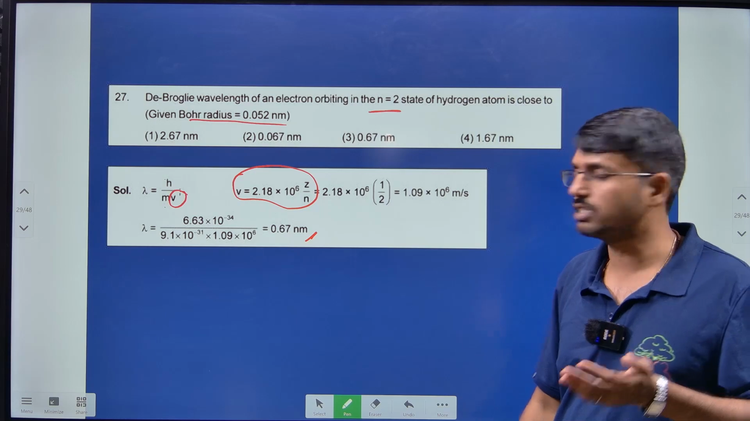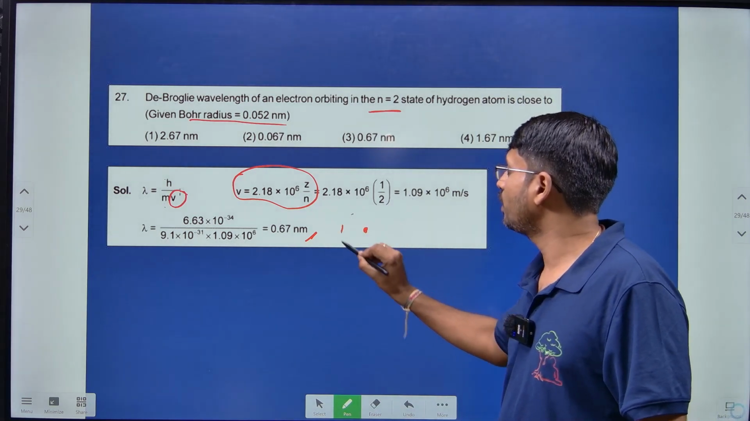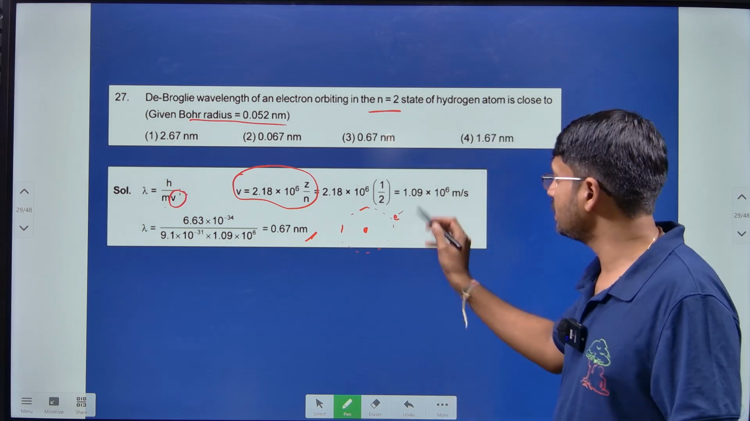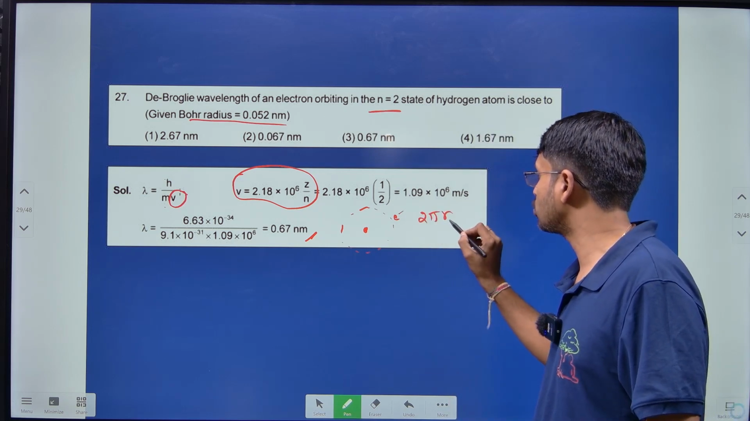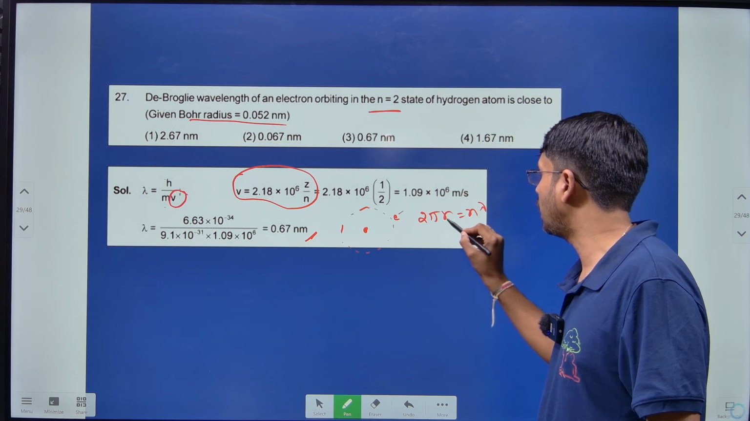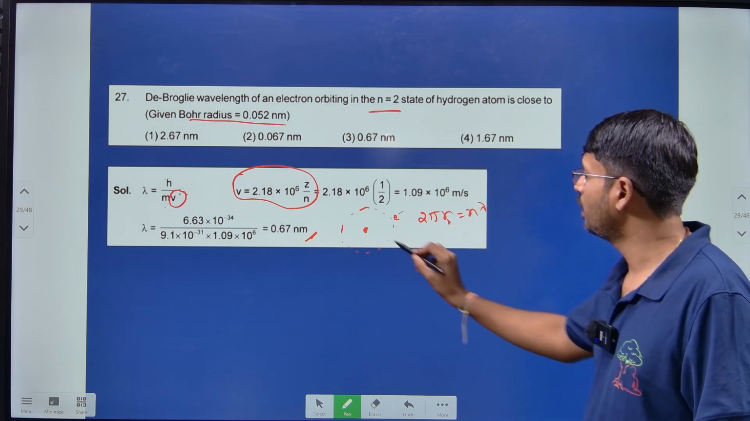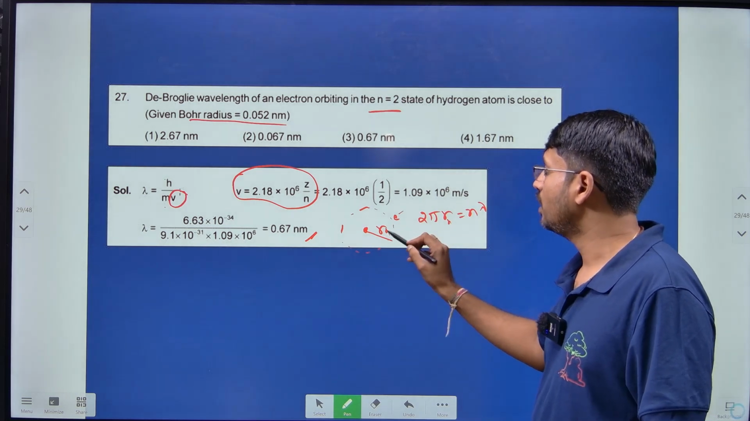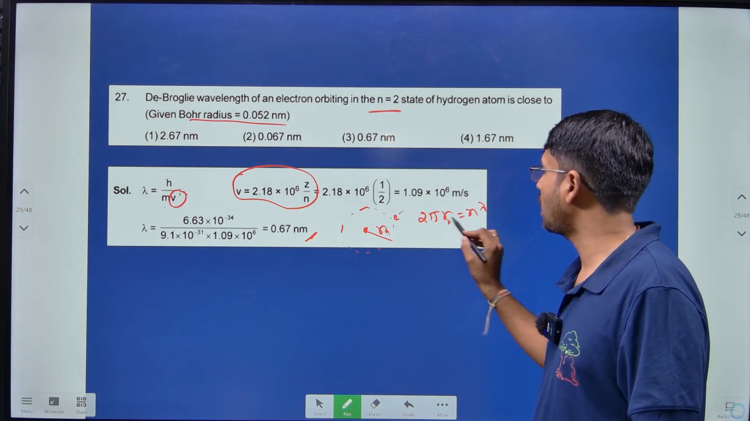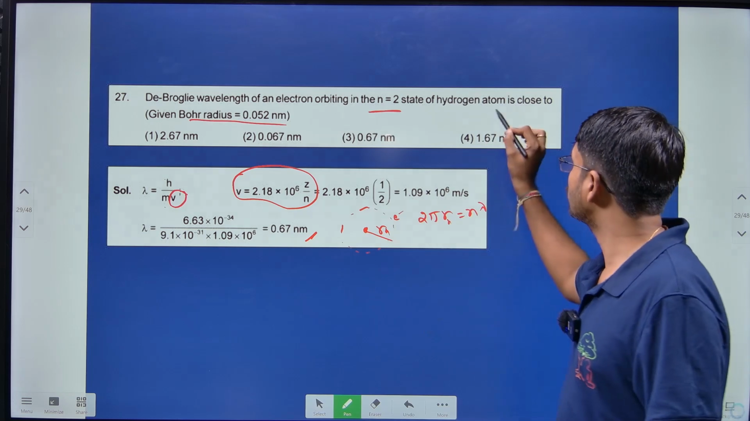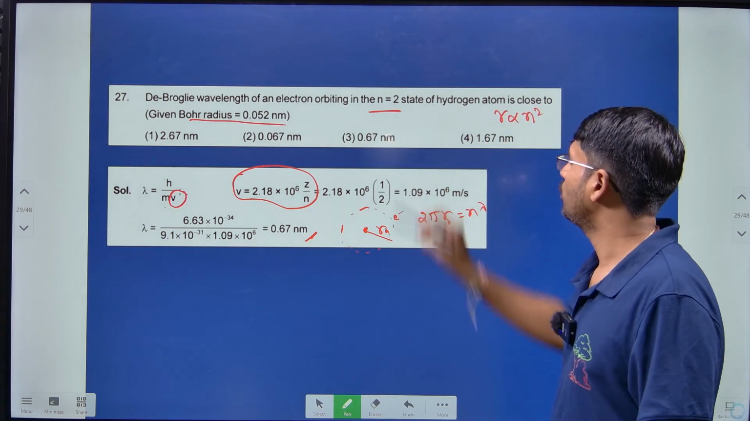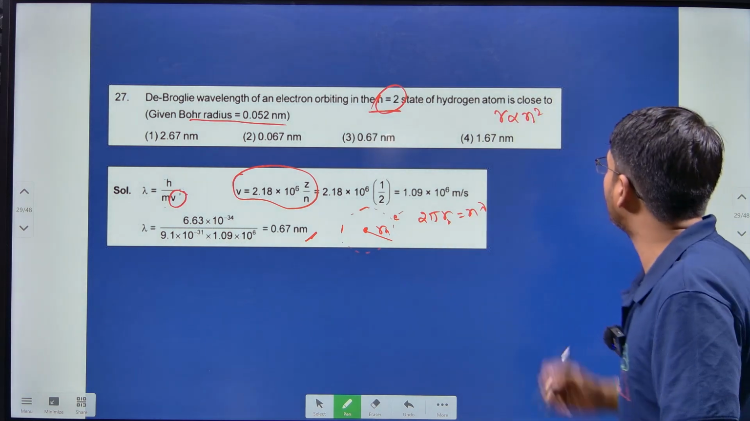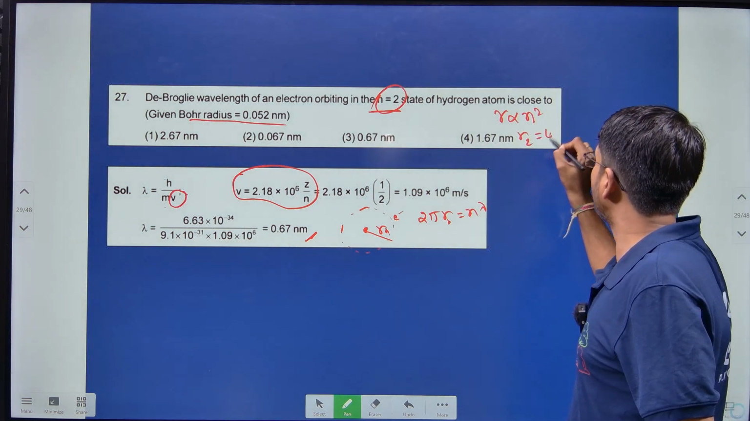One more method: if an electron is revolving, it has a de Broglie wavelength. The general equation we have is 2 pi r_n equals n lambda. If it is in the nth orbit, the circumference 2 pi r_n is n times the lambda. What is given here is the second orbit, so we write r2. What is the equation for r2? Radius is directly proportional to n square, and n equals 2 here, so r2 equals 4 times r1.